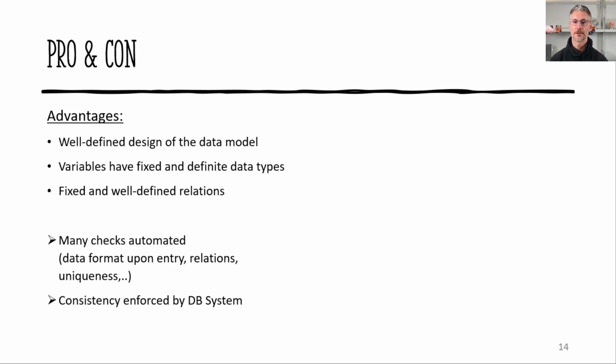So what are the advantages of handling all of this? If we do this, we have a well-defined design of our data model. All the variables are defined and they have a fixed and definite data type. So that means we reduce the possibility of low data quality or erroneous entries. And we also have fixed and well-defined relations. Because lots of these details are fixed and predefined, the database engine can do many checks automatically. For example, the data format, the relations, uniqueness, and so on. And this is how you can enforce consistency throughout the database engine.